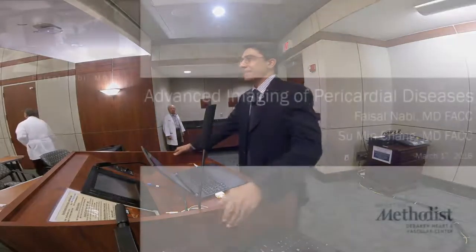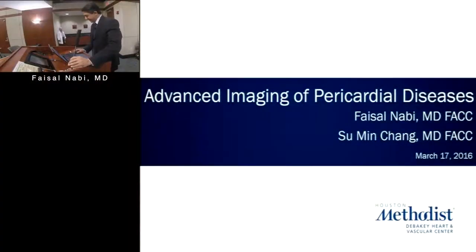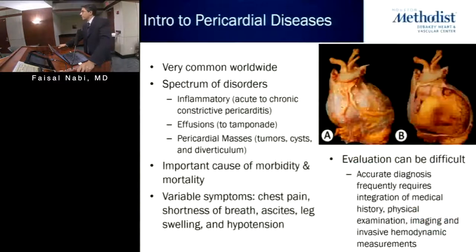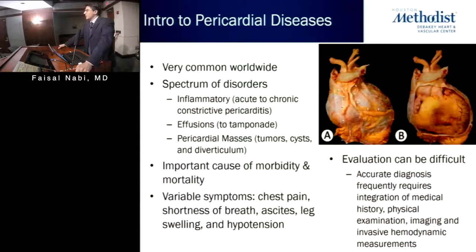All right, so the topic that will be discussed this morning is advanced imaging of pericardial disease. I'm just going to get right to it because we've got two speakers and only probably 50, 55 minutes to go. So just a brief introduction into pericardial disease. As all of y'all know, this is a very common worldwide disease. It's a spectrum of disorders which can present as inflammatory conditions such as acute to chronic pericarditis, pericardial effusions, all the way to symptoms of tamponade, to pericardial masses which include tumors, cysts, and diverticuli. These conditions are an important cause of morbidity and mortality and have variable symptom onset, which includes chest pain, shortness of breath, ascites, leg swelling, and hypotension.